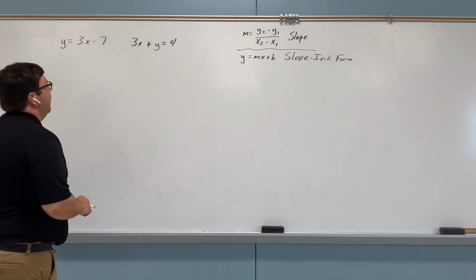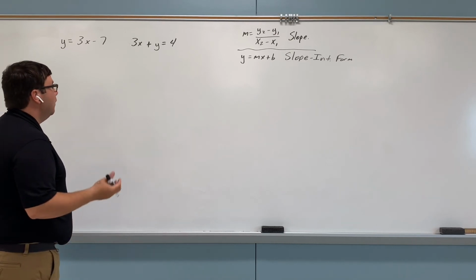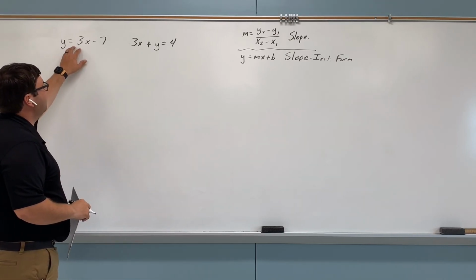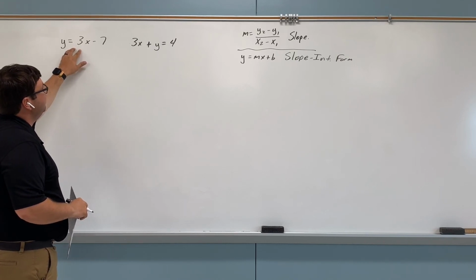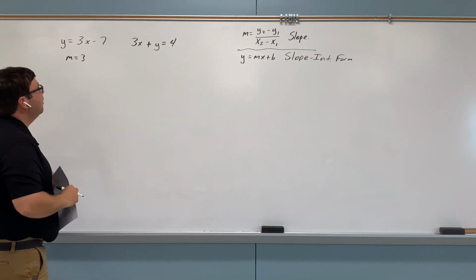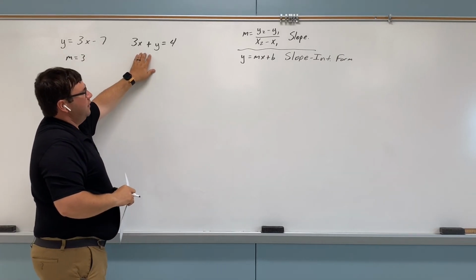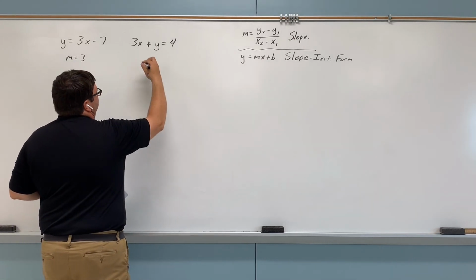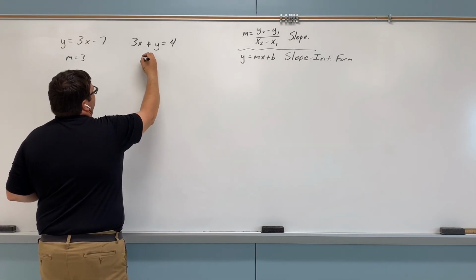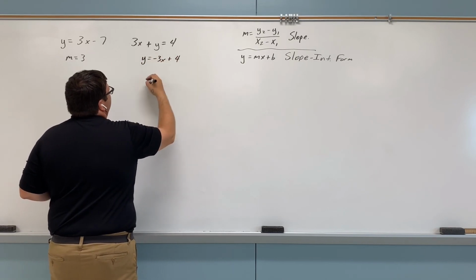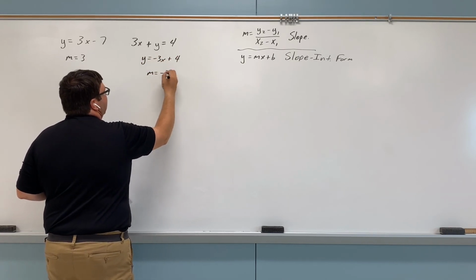Now, how do we do that? Right now, I would say, looking at our 2 equations, I have one in slope-intercept form, so I can identify the slope really quickly. It's 3. My other equation is in standard form, so I need to simplify this into our slope-intercept. So I'm going to move that 3x over. That gives me y equals a negative 3x plus 4, which means my slope is negative 3.